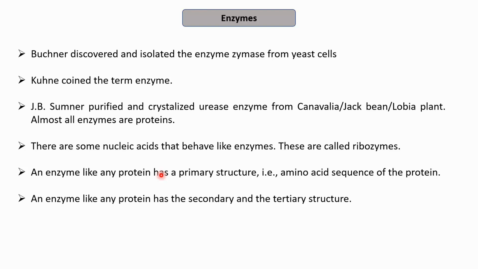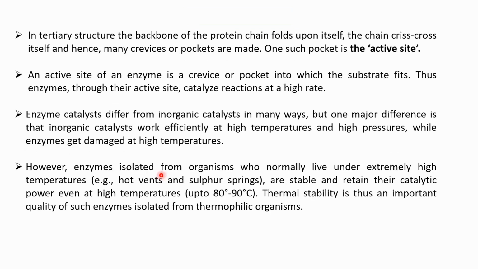As in the case of proteins, the primary structure is defined by the sequence of the amino acids present in the protein. So basically, an enzyme also has a primary structure that is defined by the sequence of the amino acids of the protein that is formed. An enzyme, like any other protein, also has secondary and tertiary structures, and these tertiary structures basically form the backbone. In the tertiary structure, the backbone of the protein chain folds up.